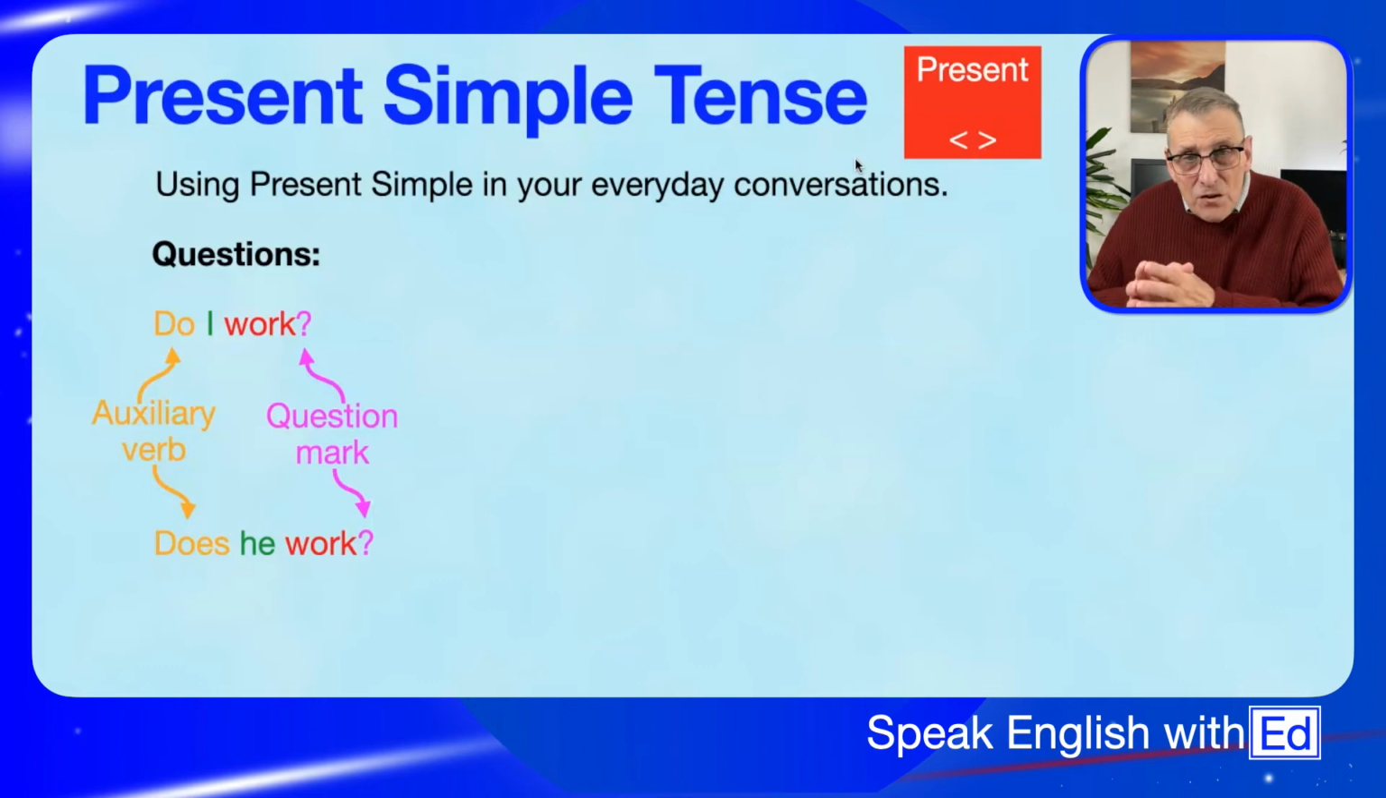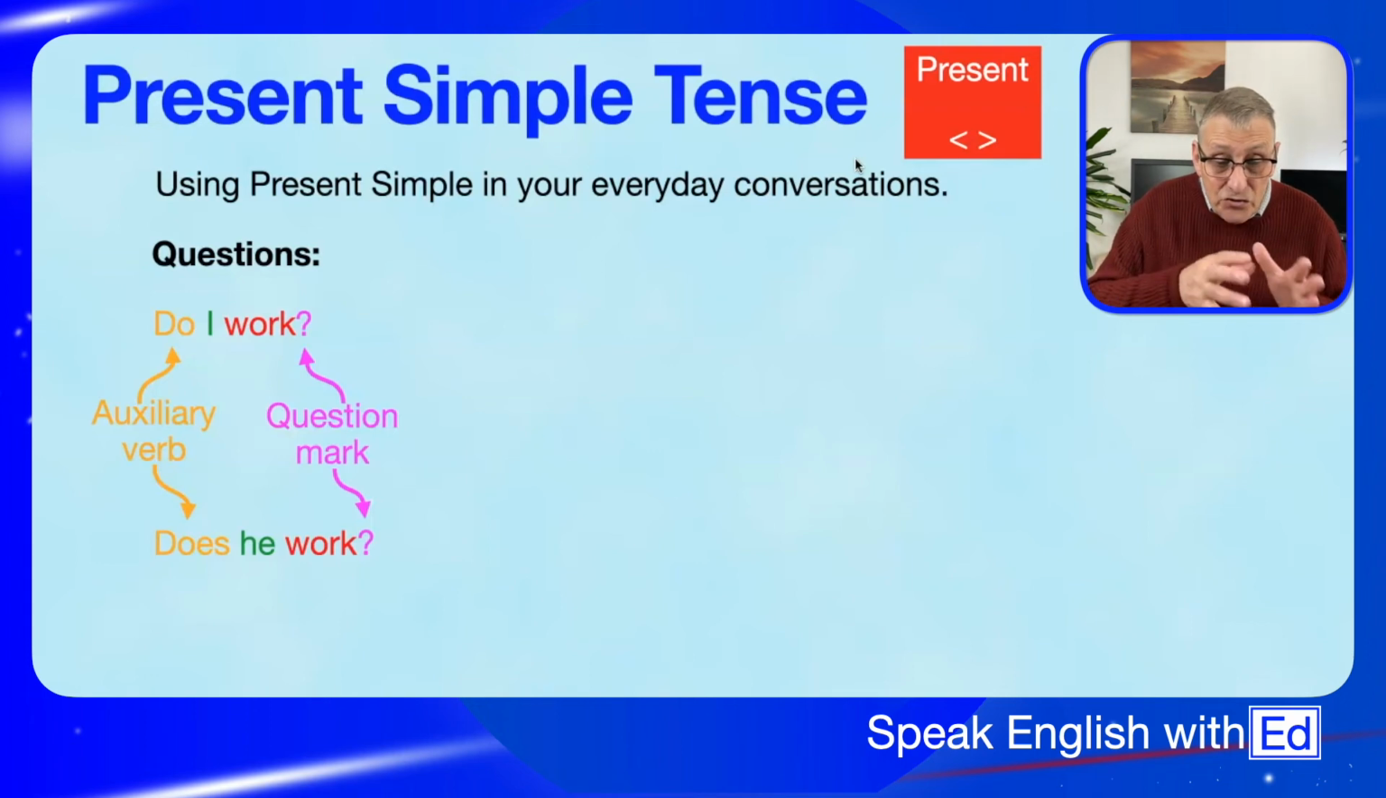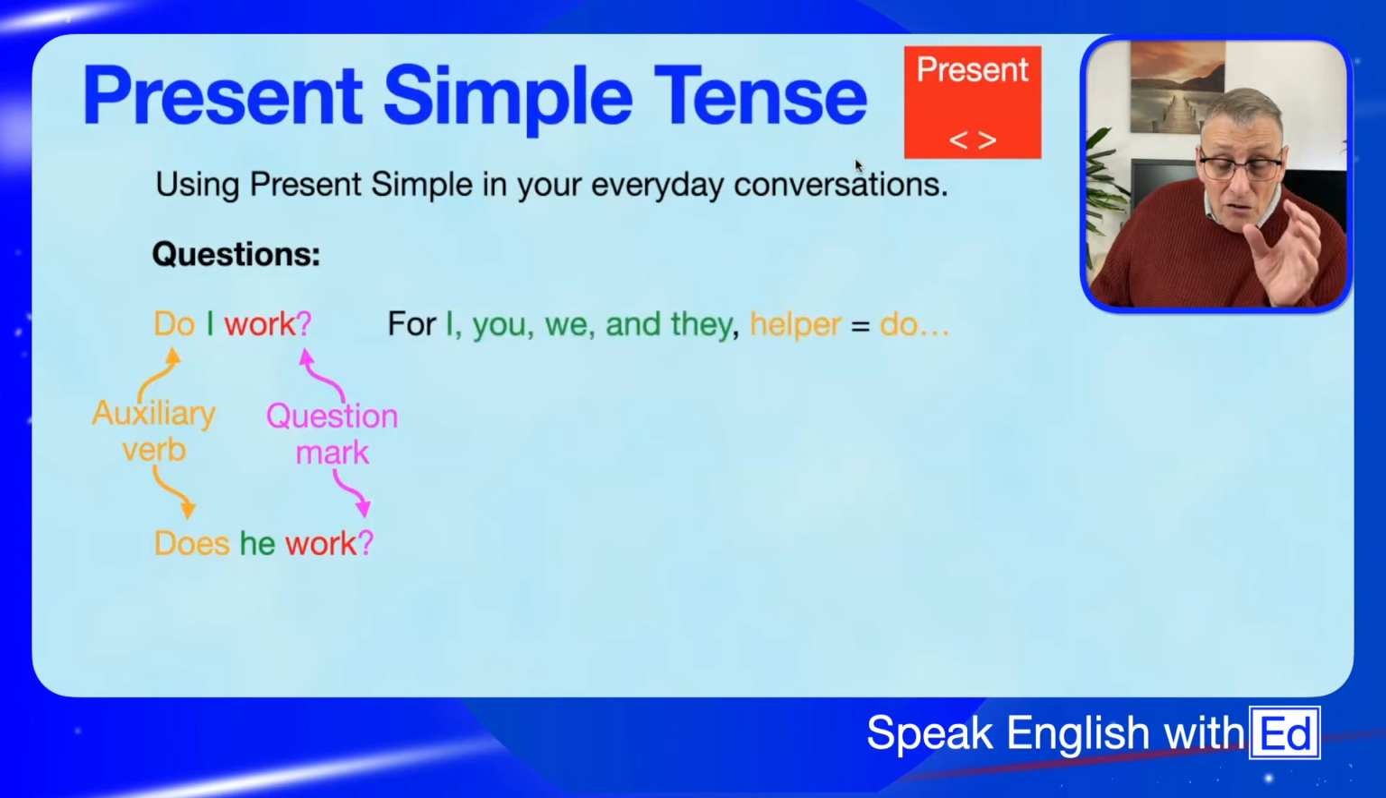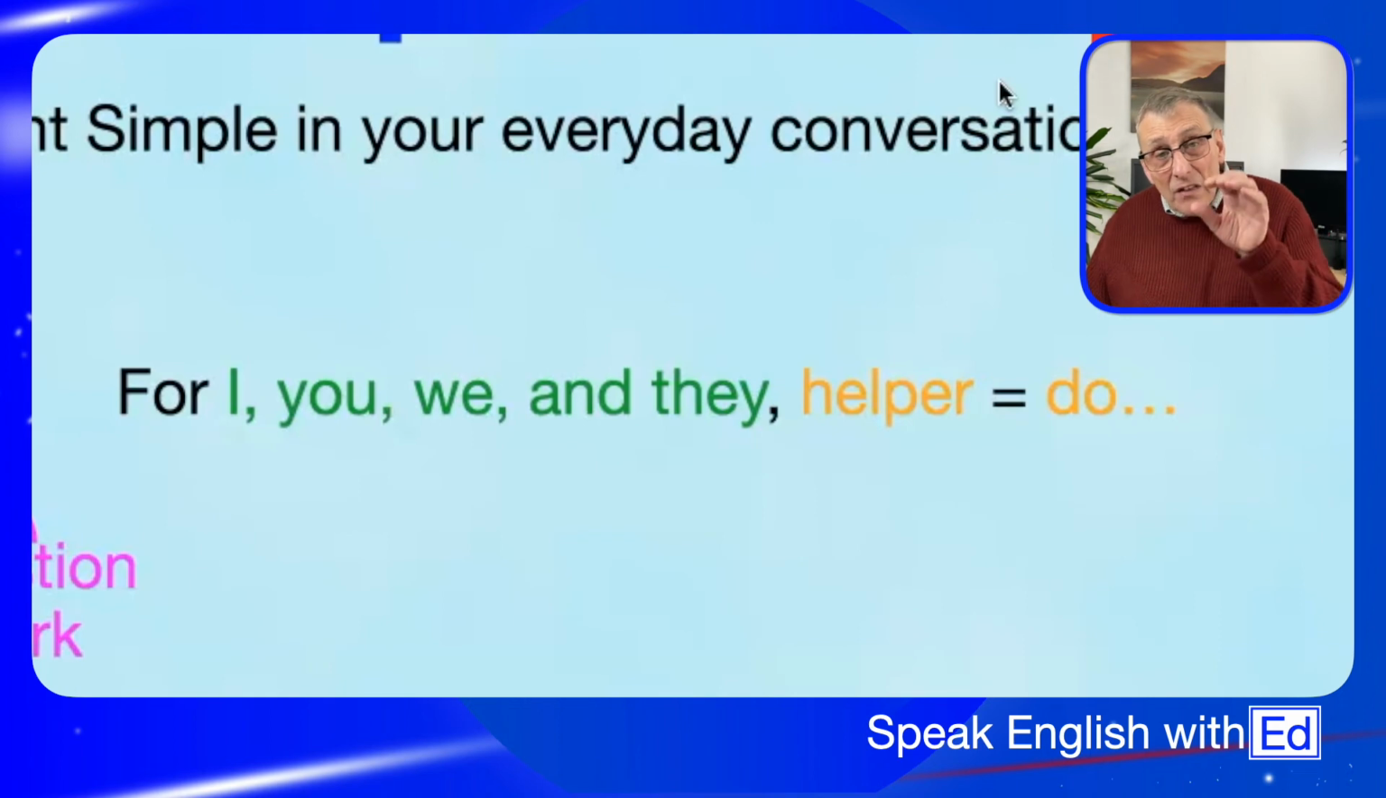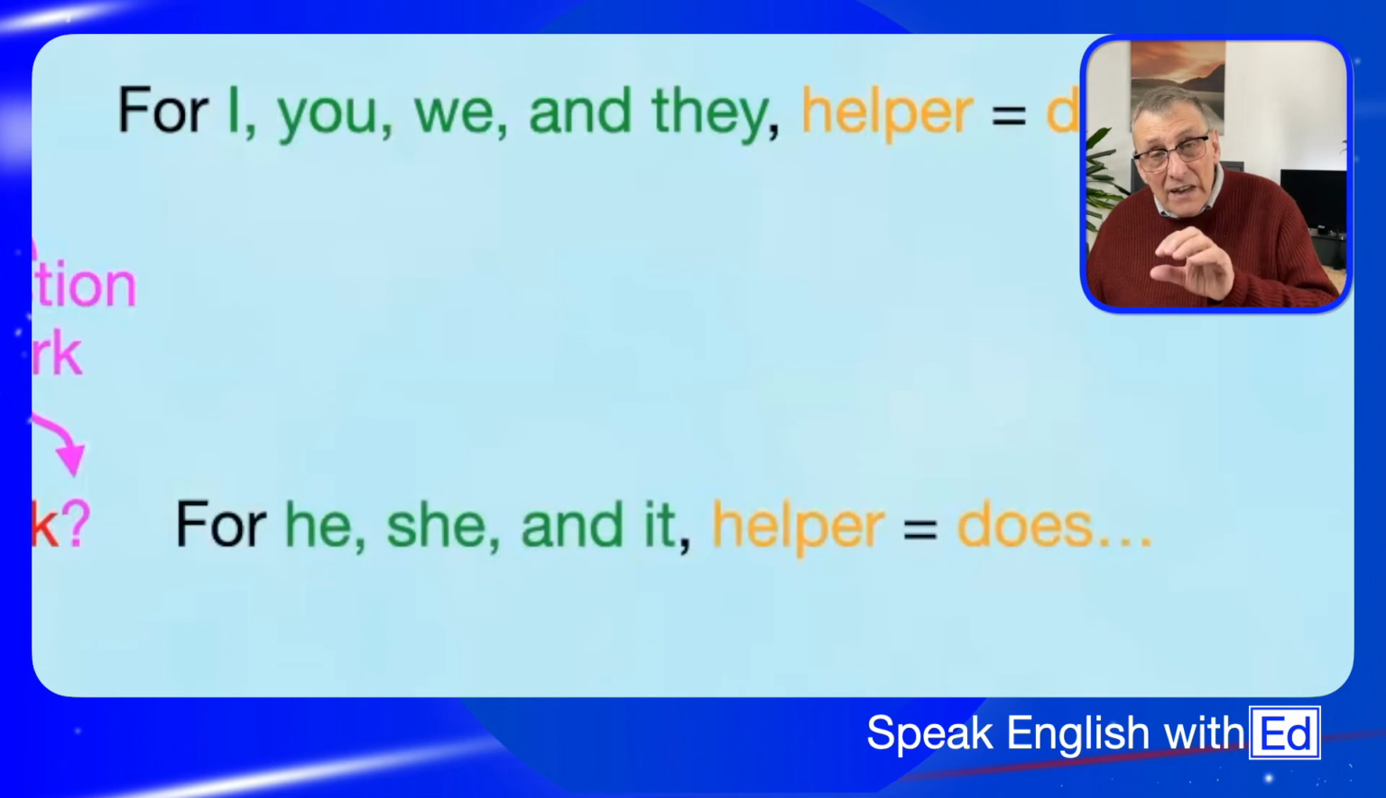The main verb doesn't. The main verb stays exactly as it is when you're asking a question. You don't change the main verb. So it goes, does he work? For I, you, we and they, the helper verb is do. For he, she and it, the helper verb is does.